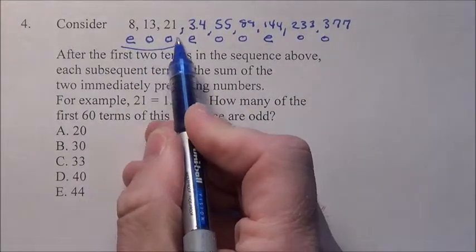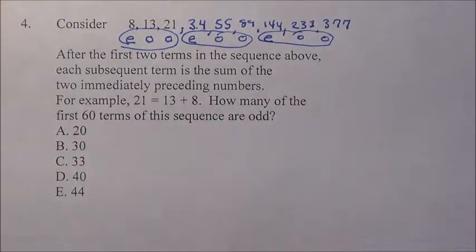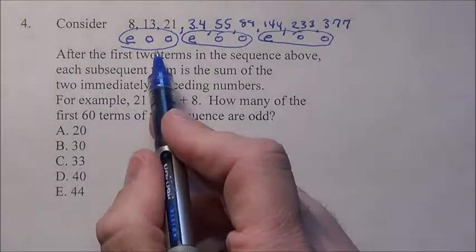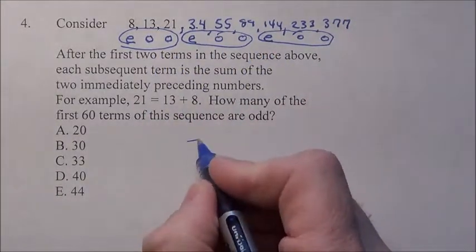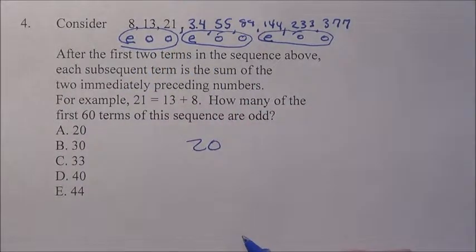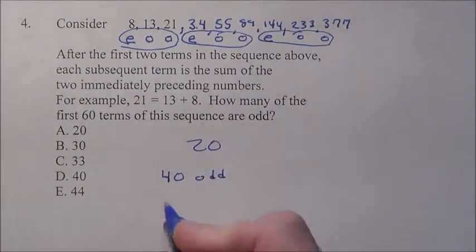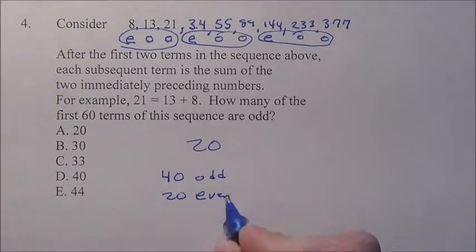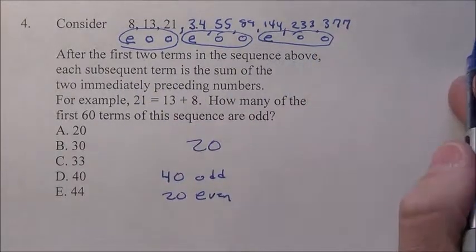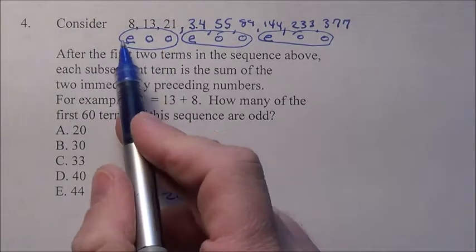Notice it seems to go even, odd, odd. Even, odd, odd. Even, odd, odd. It's going to continue this way. Now it wants to know the first 60 terms of this sequence. Well, think about it. How many sets of 3 in 60? There's going to be 20 sets of these, with 2 out of each of them being odd. So there's going to be 40 odd numbers when I do this, and there's going to be 20 even, because it goes even, odd, odd, even, odd, odd, even, odd, odd. So once I do this out 60 times, there'll be 40 odds, 20 evens. There's twice as many odds for every even.